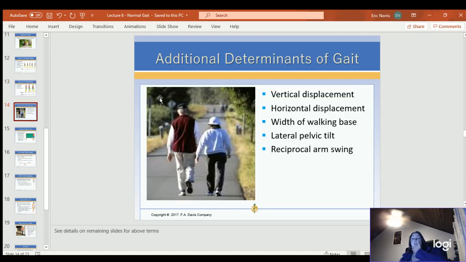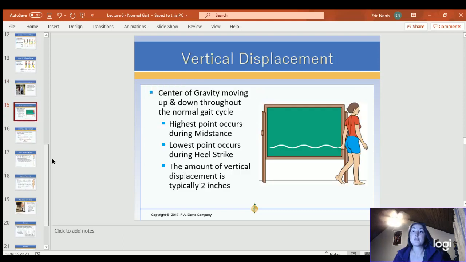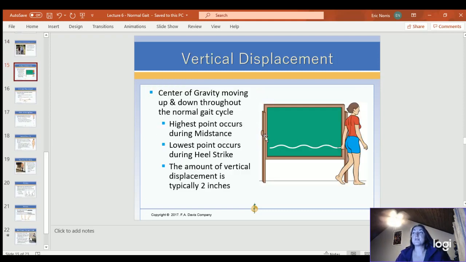All right, additional determinants of gait. This is just a list that we're about to go through: vertical displacement, horizontal displacement, width of walking base, lateral pelvic tilt, and reciprocal arm swing. So our vertical displacement is an up and down movement that occurs during normal gait. The highest point in the gait cycle would be during mid stance. The lowest point would be during heel strike. And the amount of vertical displacement is typically only about 2 inches.